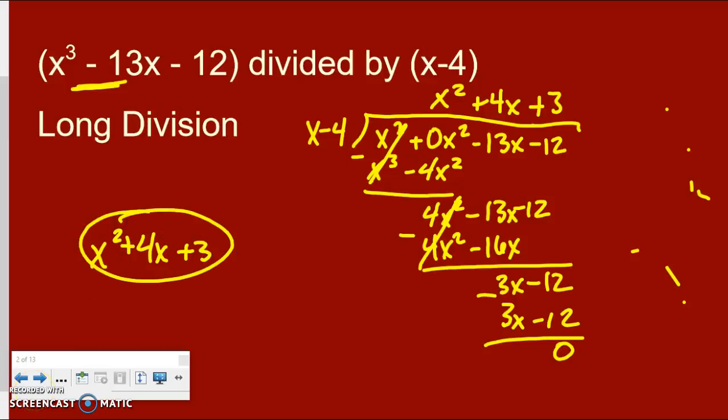It's not a crazy process. It's very repetitive. You have to stay with it and keep an idea of where everything is placed. You have to be organized with this stuff. Same process every time over and over. What do you multiply x by to get x cubed? Put it up top. Multiply to all the terms over here. Subtract. Then continue the same process over and over.